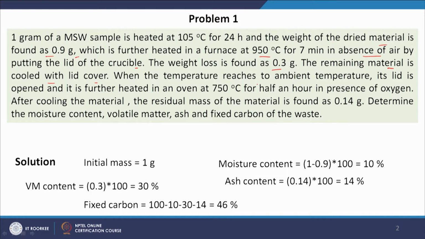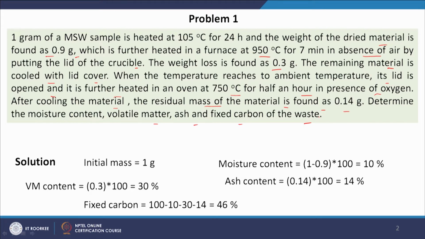When the temperature reaches to ambient temperature, its lid is opened and it is further heated in an oven at 750 degree centigrade for half an hour in presence of oxygen. After cooling the material, the residual mass of the material is found at 0.14 gram. Determine the moisture content, volatile matter, ash and fixed carbon of the waste.